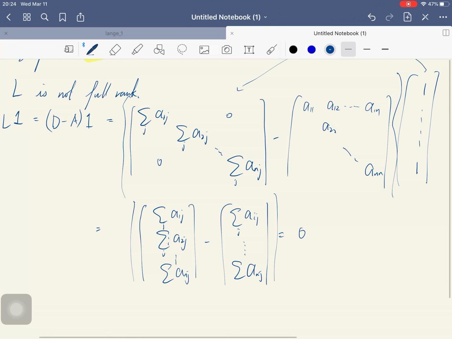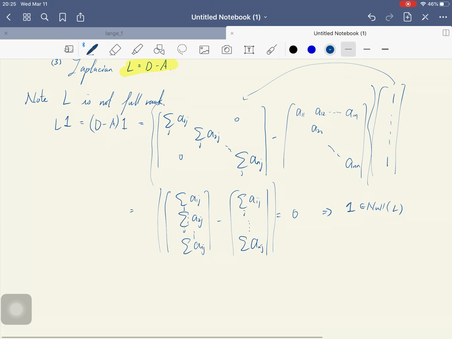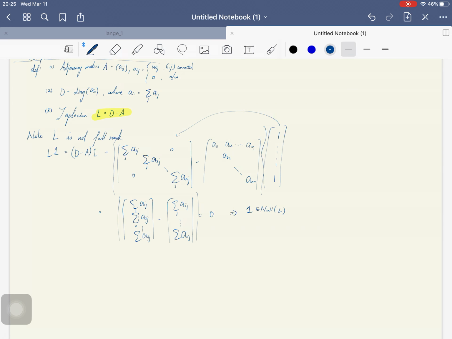In other words, the vector 1 is in the null space of L. So basically the null space is not empty, and so by rank nullity, L is not full rank. That's cool. And the reason why we want to show L is not full rank is because if you want to invert L, then you can't do it, right?